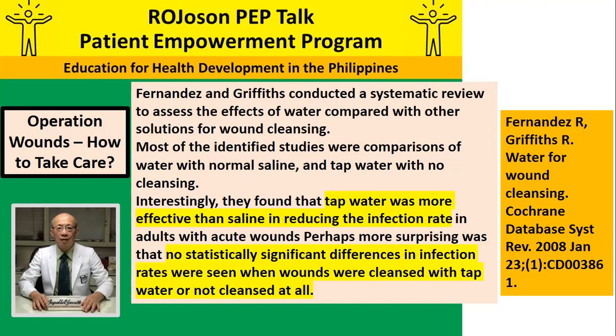or salt solution, and then tap water only with no cleansing, okay? With no, just tap water. So interestingly, they found that tap water was more effective than saline in reducing the infection rate in adults with acute wounds. Perhaps more surprising was there was no statistically significant difference in infection rate when the wounds were cleansed with tap water or not cleansed at all.